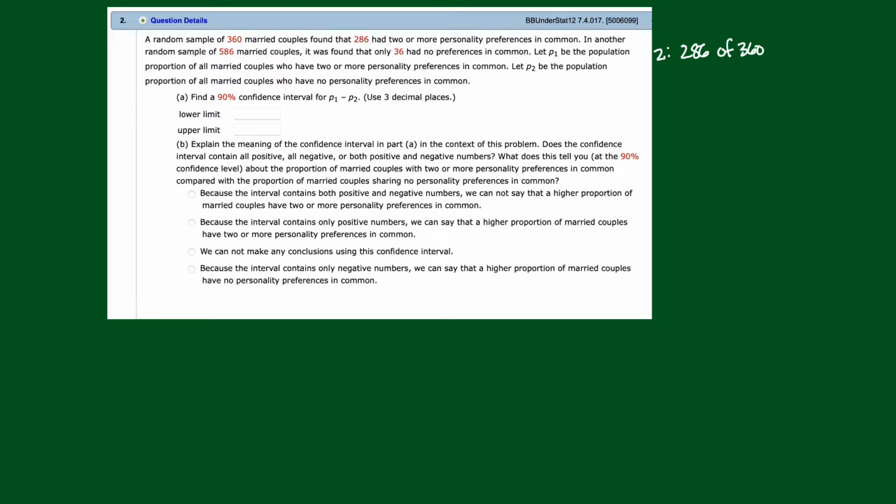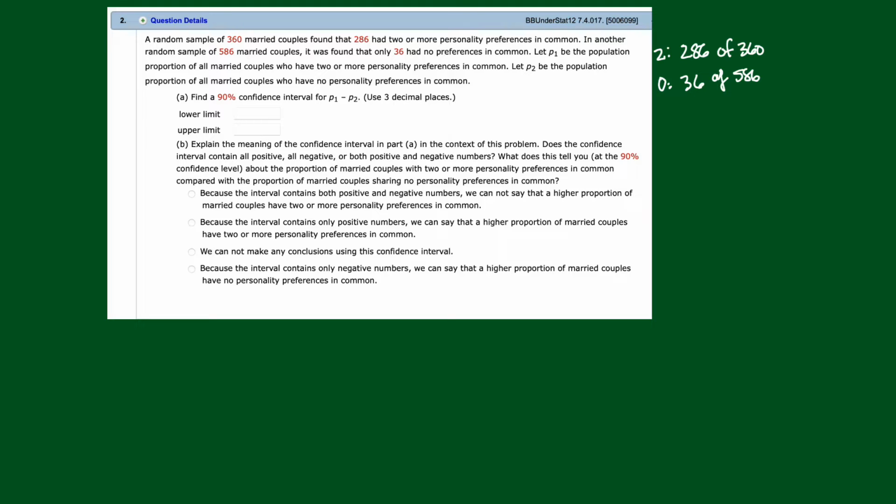And then we're told that in a sample of 586, it was found that only 36 had no preferences in common. So how about if I just put 0 or no or something? All right, so it was 36 of what? 586.